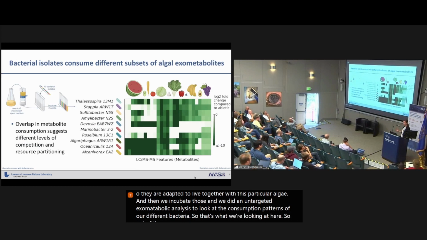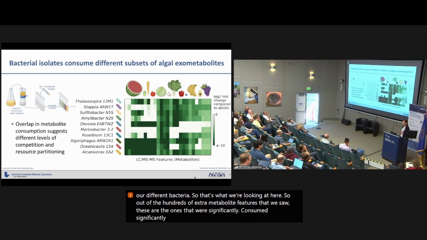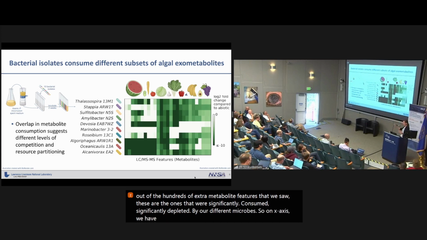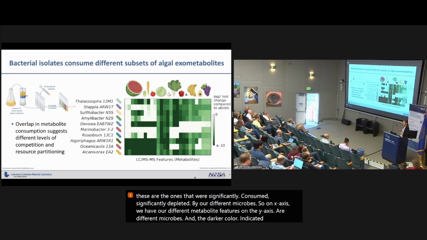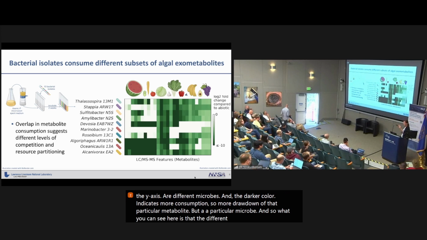Out of the hundreds of exometabolite features that we saw, these are the ones that were significantly consumed, significantly depleted by our different microbes. On the x-axis, we have our different metabolite features. On the y-axis, we have our different microbes. The darker color indicates more consumption, so more drawdown of that particular metabolite by a particular microbe. And what you can see here is that the different microbes have different consumption patterns.